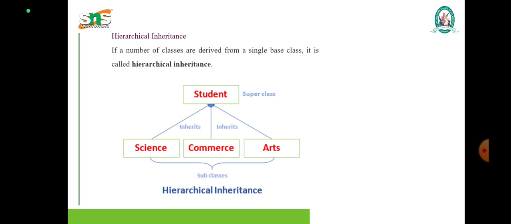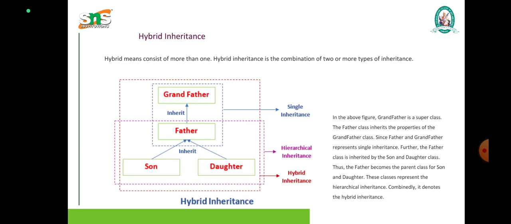Next one is hierarchical inheritance. If a number of classes are derived from a single base class, it is called hierarchical inheritance. For example, student is a superclass where science, commerce, and arts are the different subclasses available. And the last one is hybrid inheritance. As we see in it, hybrid means consisting of more than one. Hybrid inheritance is the combination of one or more types of inheritance.